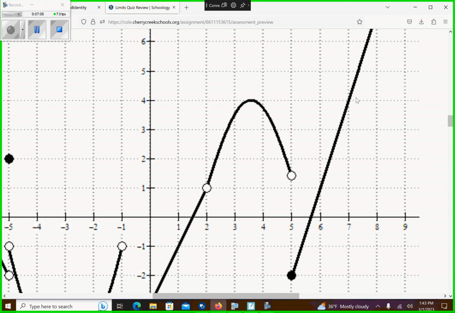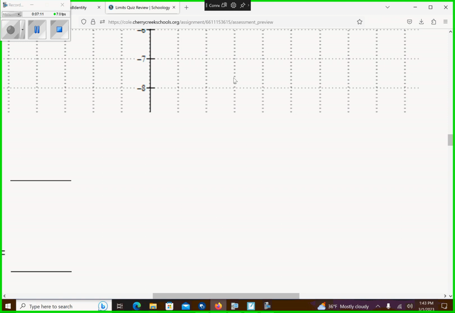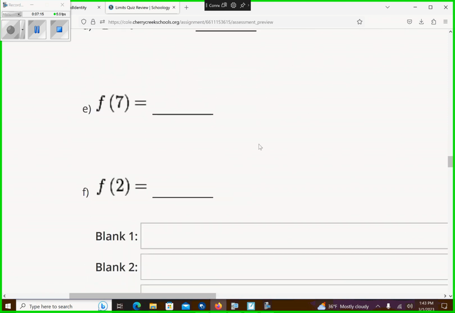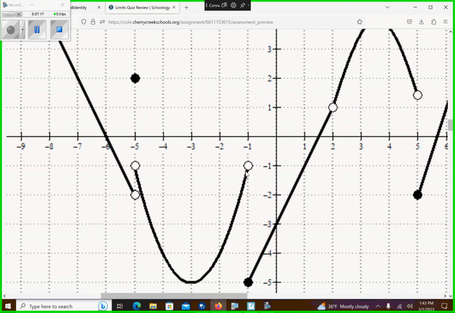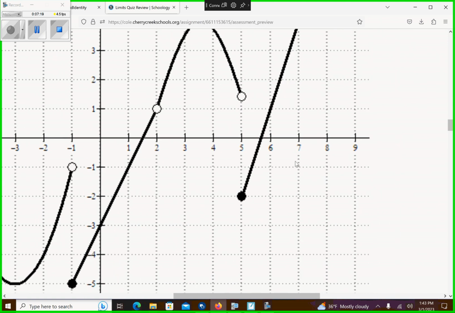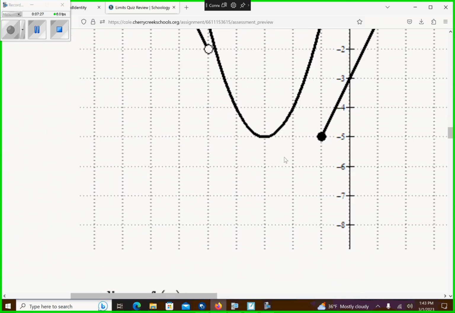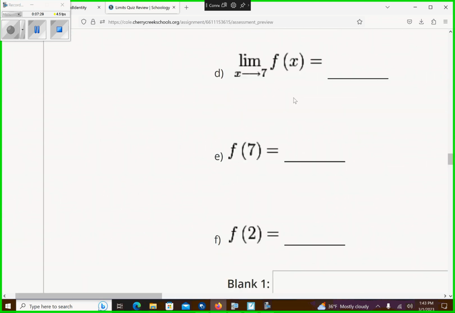And then, what else did we do? So the function at 7 itself also has to be 4. It's just the point right there. Okay, a line is incorporated as billions and trillions of points.